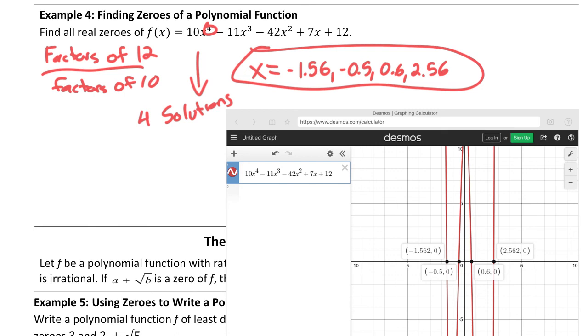But right now, I want you to know how to factor. I want you to know how to use Desmos to help you find solutions to these polynomial equations, or to find zeros. So just remember, zeros and solutions are the same thing. They tell you the same thing, just in a different format.